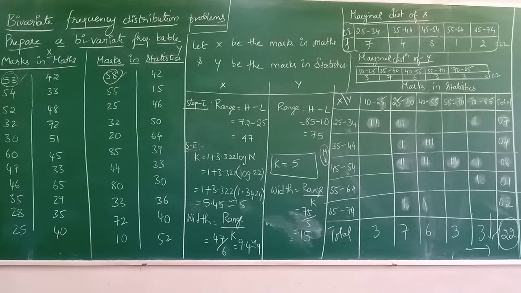Clear? After that, take the table, and always, as I said, one of the principles of classification is that the lower limit should be a multiple of 5 whenever the class interval starts. Multiple of 5. So see there, 25 to 34, 35 to 44, 45 to 54, and for the y variable 10 to 25, 25 to 40. So this way we have taken it.